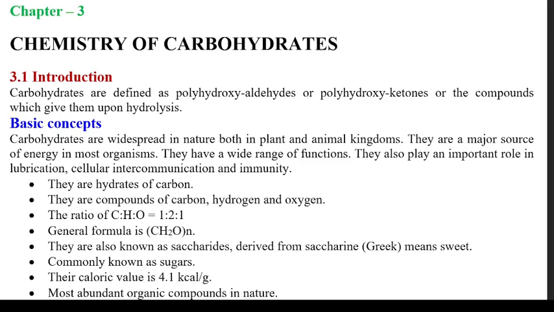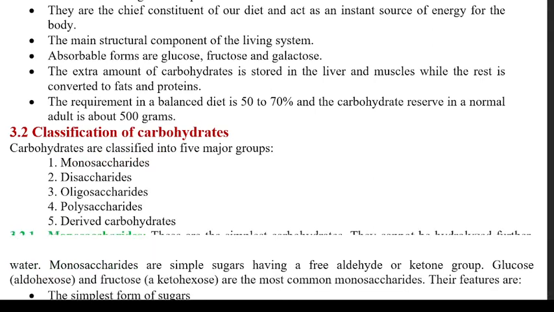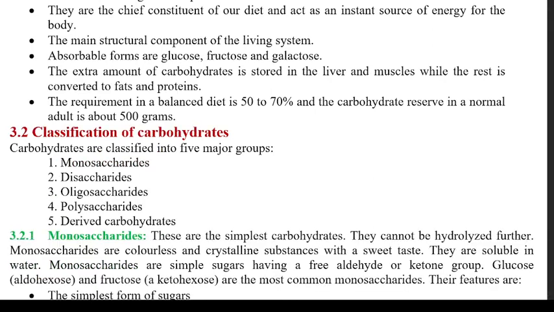They are the most abundant organic compounds in nature. They are the chief constituent of our diet and act as an instant source of energy for the body. They are the main structural component of the living system. Absorbable forms are glucose, fructose, and galactose. The extra amount of carbohydrates is stored in the liver and muscles while the rest is converted to fats and proteins. The requirement in a balanced diet is 50 to 70%, and the carbohydrate reserve in a normal adult is about 500 grams.